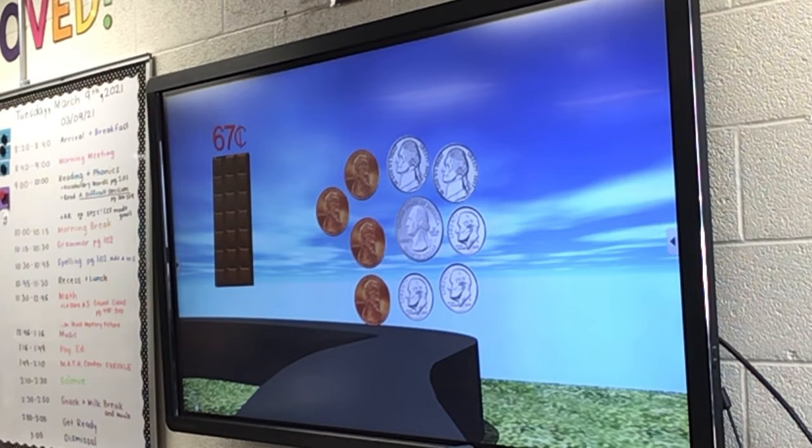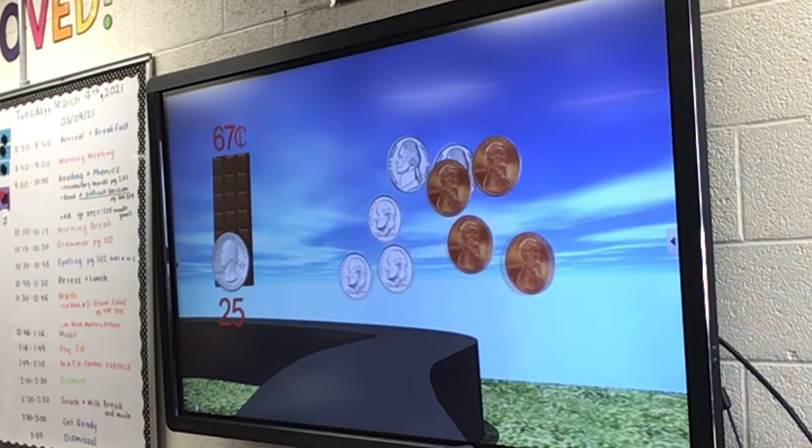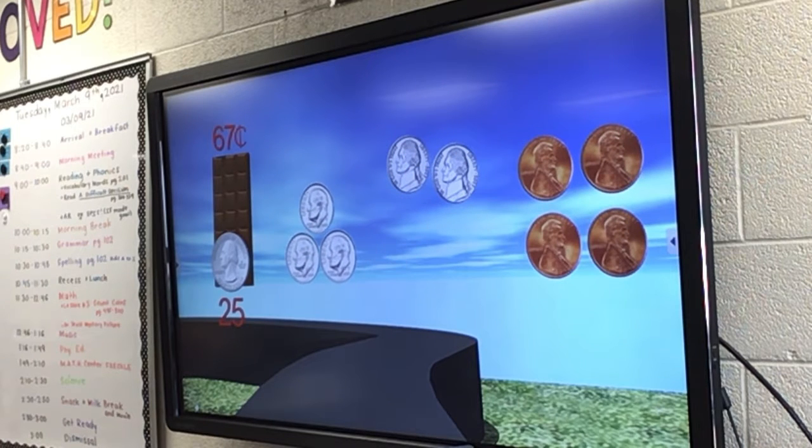Now that you have looked at it, let's go through it together. First, we look at the coin with the biggest value, which is the quarter. This is worth 25 cents, so we put down the 25. Now we move to the dime, which is worth 10 cents. How much are these dimes worth? 30 cents. Great job.